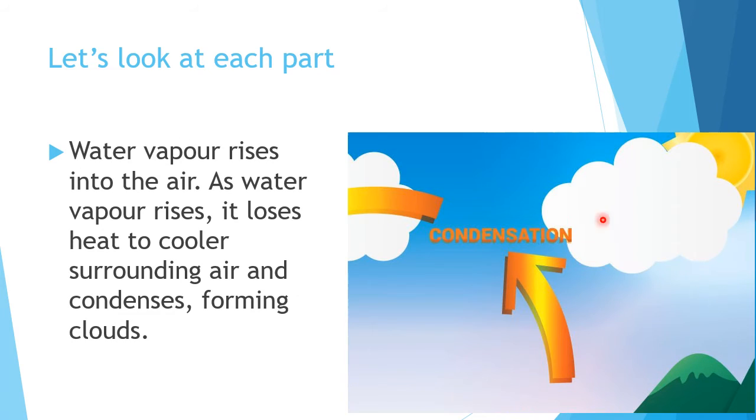So the next part, condensation. When water vapor rises into the air, the water vapor goes up to the sky. As the water vapor rises, it loses heat to cooler surrounding air and condenses, forming clouds. When it's going up into the sky, you cannot see it. But when it goes high enough, it's very cold. The higher up we go, the colder it is. The water vapor loses their heat and they become visible. So they become clouds.